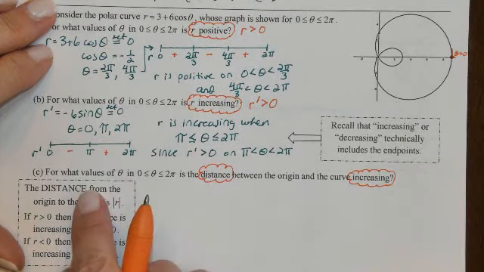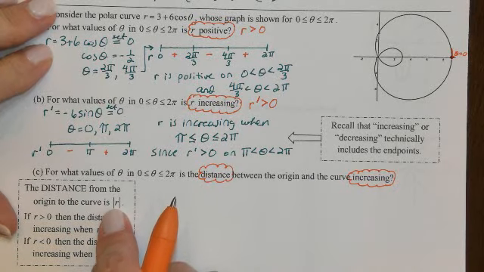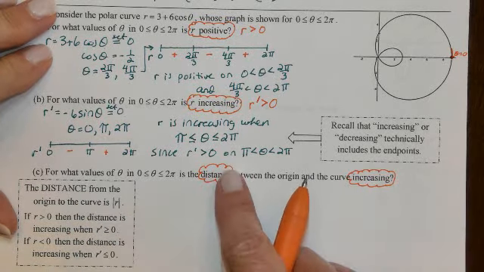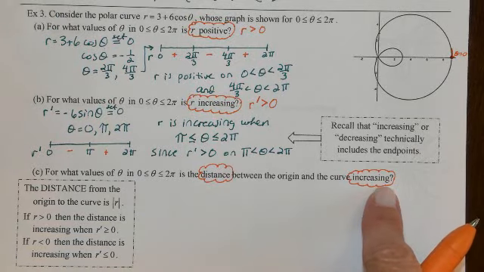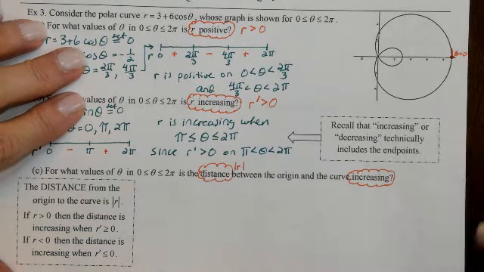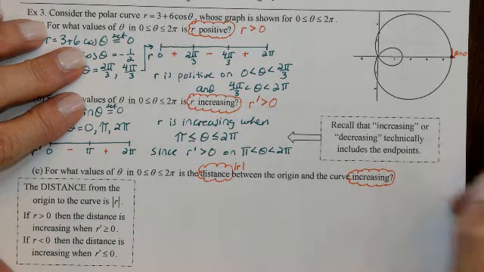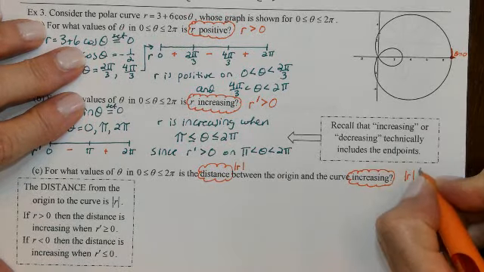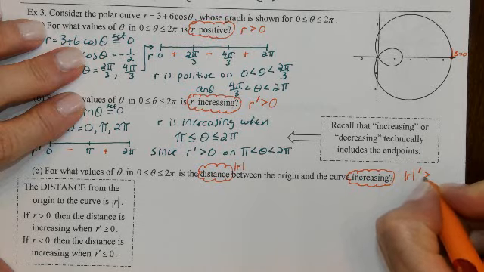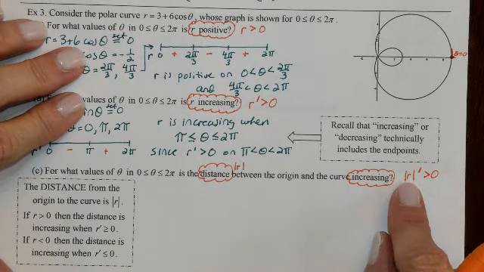Well, the distance is always the absolute value of r. So that's our function that we want to know when it's increasing. To tell when any function is increasing, you take the derivative and see where it's positive, right? How do we take the derivative of an absolute value?